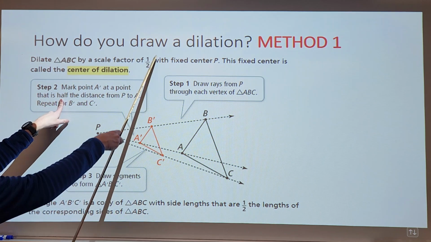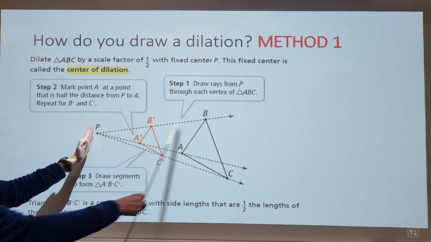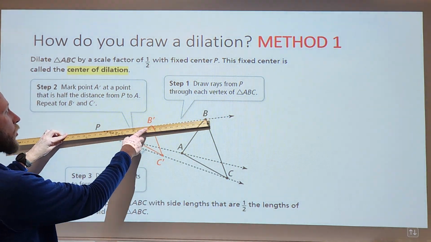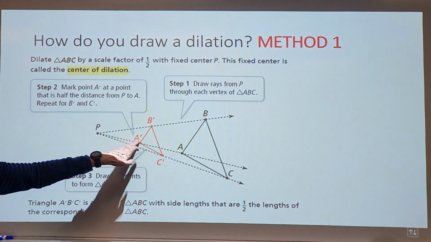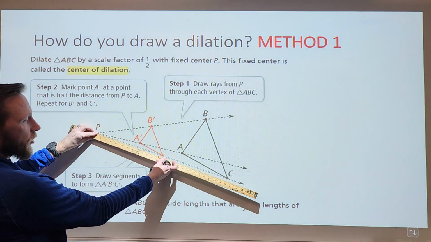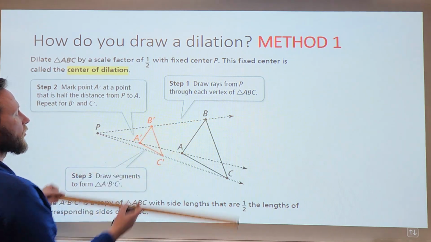In this case, this is a scale factor of 1/2. That is half the distance here. So we'd measure that and we'd multiply by 1/2, all right? And that would mark where B prime goes, where A prime goes, where C prime goes, measuring half the distance, half the distance, half the distance, etc.